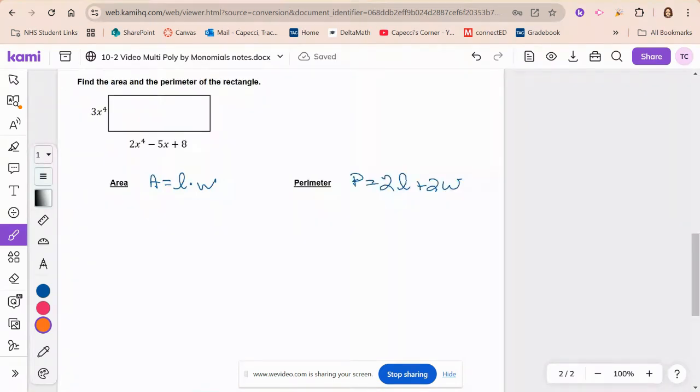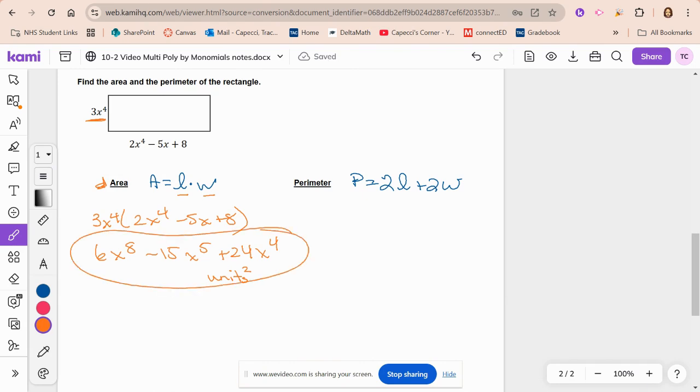Now we're going to take a look at the area and the perimeter of a rectangle. So let's first do the area, which is length times width. Now, since we're multiplying, we could put the width first if we want instead of the length. It doesn't matter. I like to put the least amount of terms. I'll put that side first. So I have 3x to the fourth times 2x to the fourth minus 5x plus 8. And then we'll just distribute. So that gives me 6x to the 8th minus 15x to the 5th plus 24x to the 4th. And we don't have a specific unit like feet or meters, but we know that area is square. So we're going to say units squared.